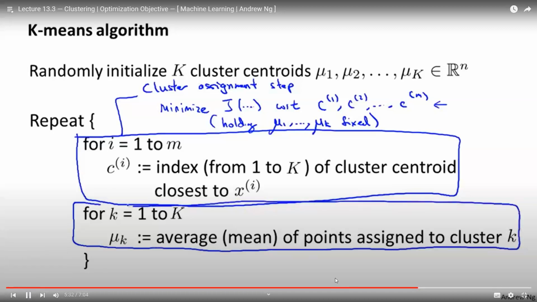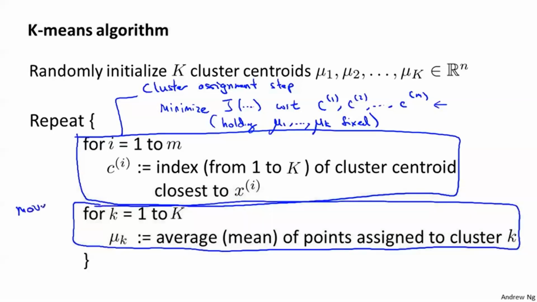This second step over here was the move centroid step. And once again, I won't prove it, but it can be shown mathematically that what the move centroid step does is it chooses the values of mu that minimize j. So it minimizes the cost function j with respect to, WRT is my abbreviation for with respect to, the locations of the cluster centroids mu1 through mu capital K.